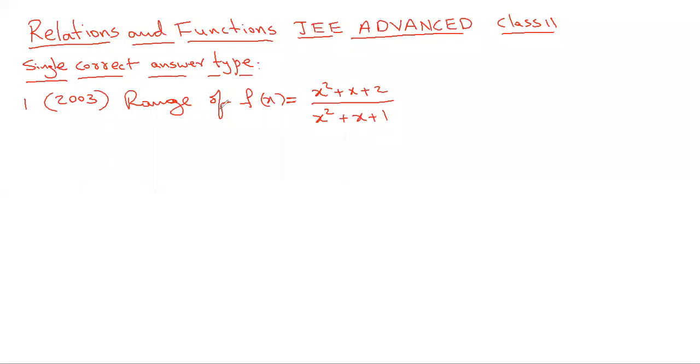So finding the range of this function is not new for us. We did this in CBSE board problems, the same range in CET problems, the same range in BITSAT problems, the same range in Mains problems, and the same range in Advanced problems also, right? So all you need to do is the y method, the regular y method: y equals x square plus x plus 2 by x square plus x plus 1.